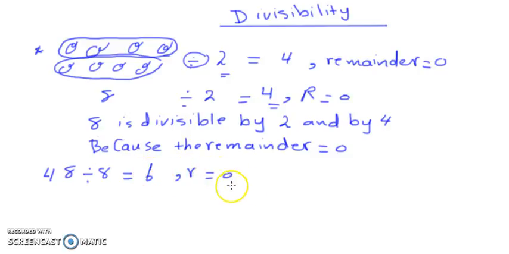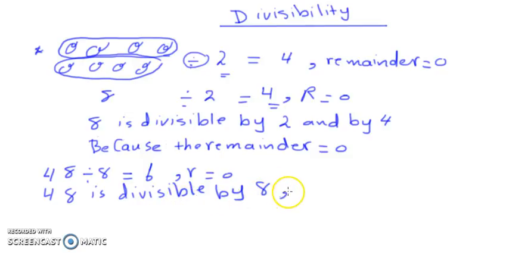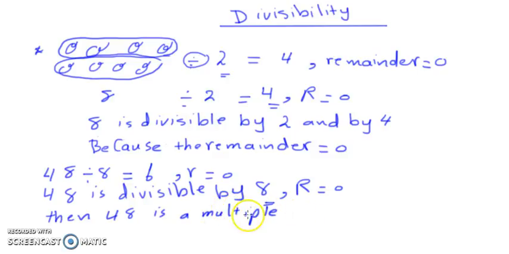remainder equals 0. So we say that 48 is divisible by 8, because the remainder equals 0. If 48 is divisible by 8, then we can say that 48 is a multiple of 8. Okay, so this is the meaning of divisibility.